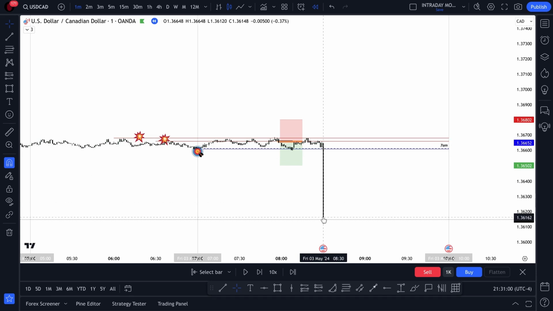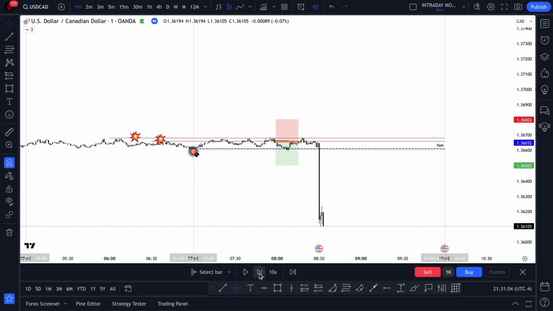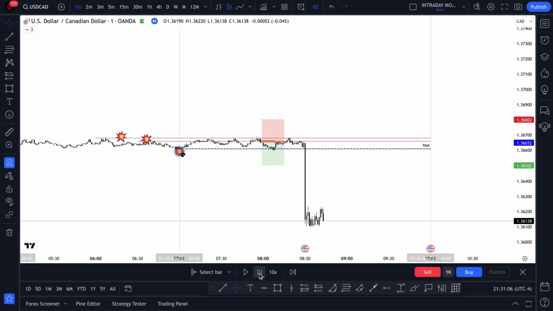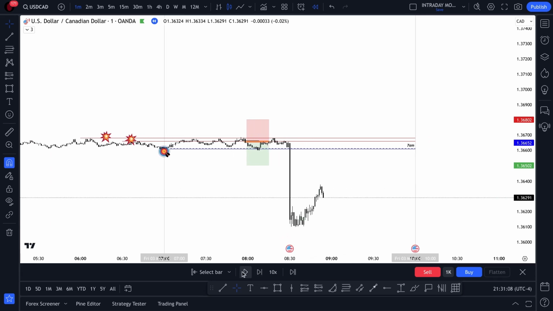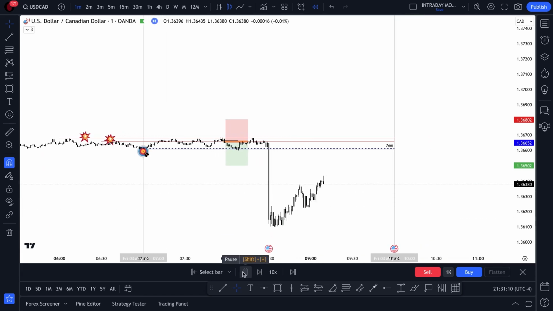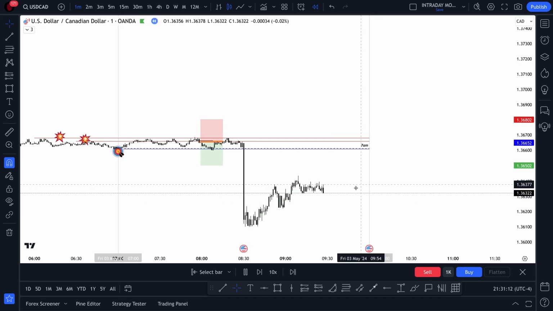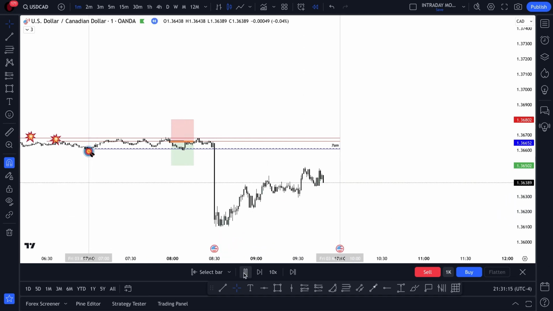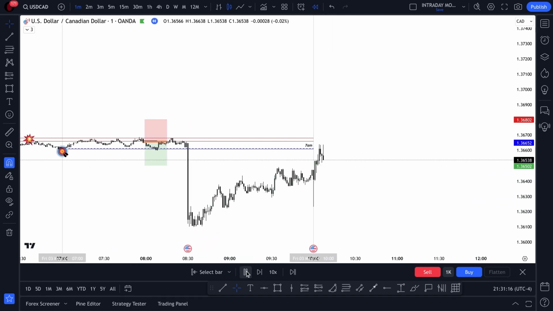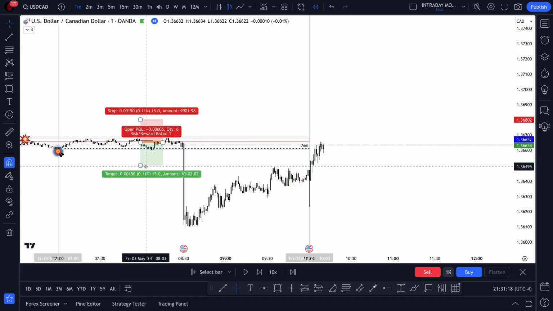If you were late to this party and started going short, you could potentially win something, but it's a lot more dangerous because we can see, look how price turns around. Play it forward throughout the rest of that New York session. So if you were not in that trade already, you could potentially leave it alone.